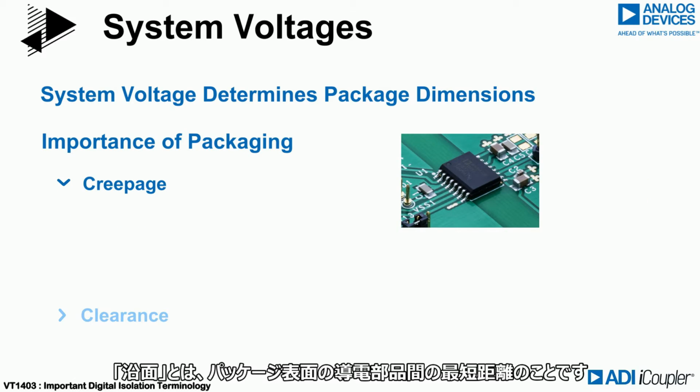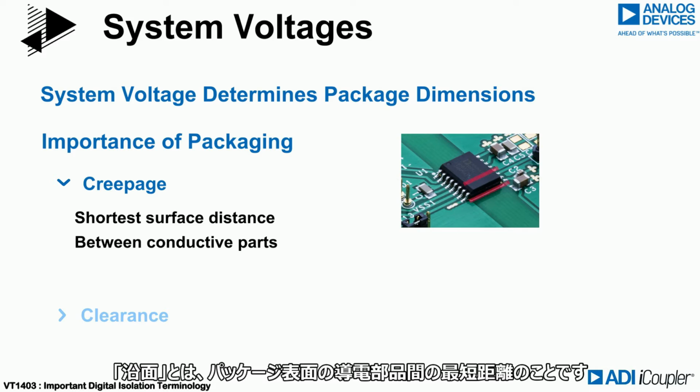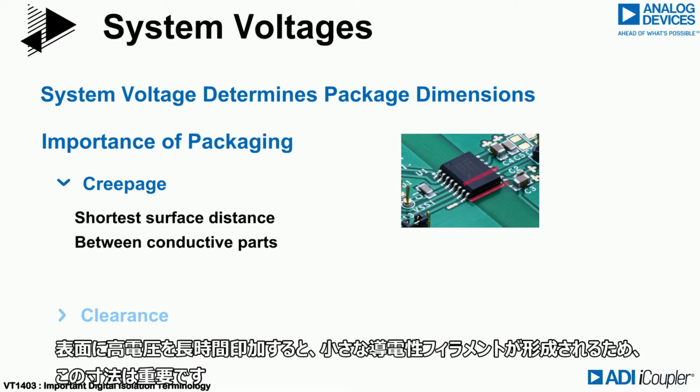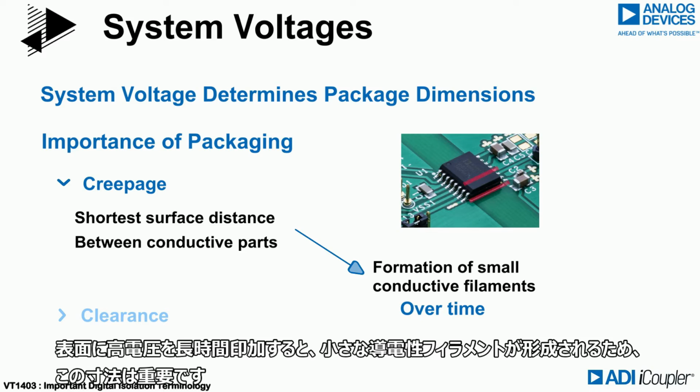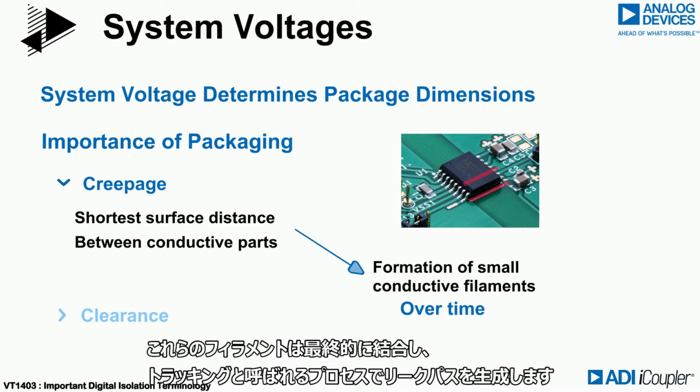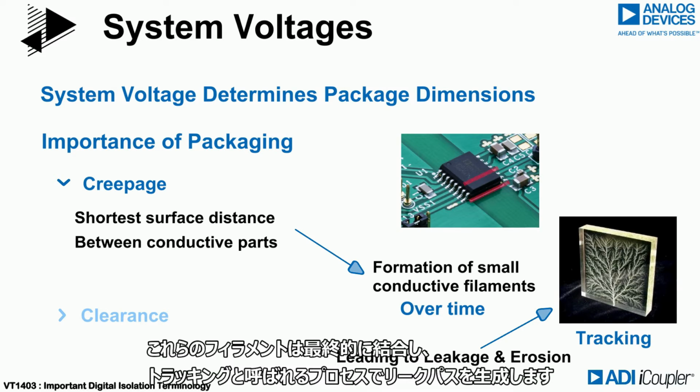Creepage is the shortest distance across the surface of the package between conductive parts. This dimension is important because surfaces build up small conductive filaments when subjected to high voltages over time. These filaments eventually join together and will produce a leakage path in a process known as tracking.